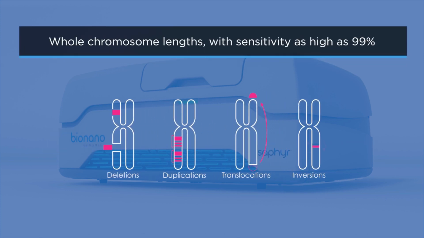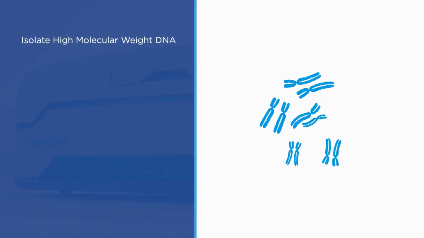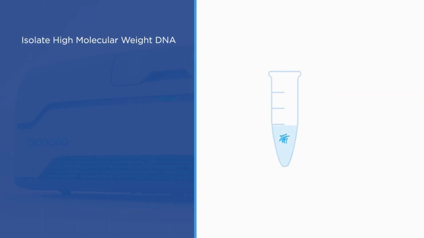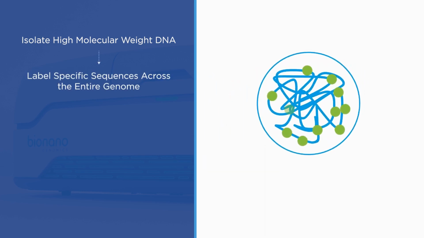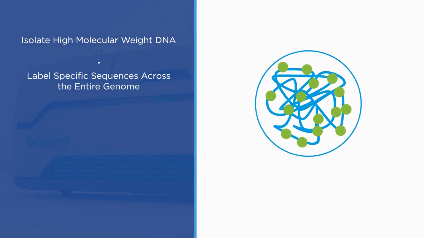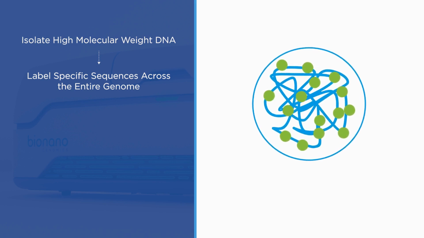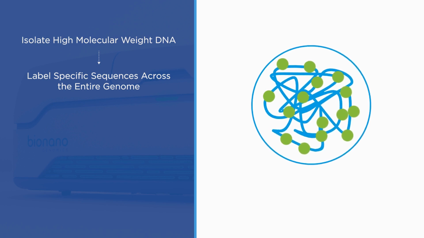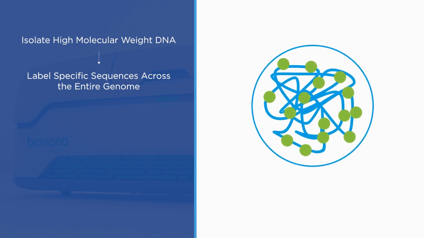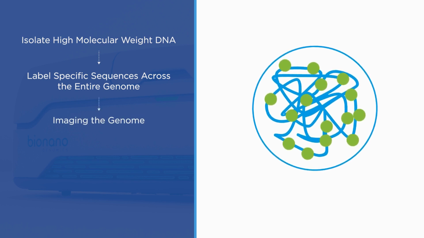First, native ultra-high molecular weight DNA, multi-megabase pairs in length, is isolated. Fluorescent labels are enzymatically attached to these ultra-long molecules of DNA at a specific sequence motif that occurs throughout the genome. The resulting label patterns are unique for each section of the genome. The full length of the DNA remains intact during isolation and labeling, preserving the architecture for the next step, imaging the genome.